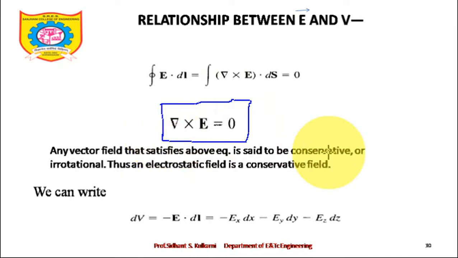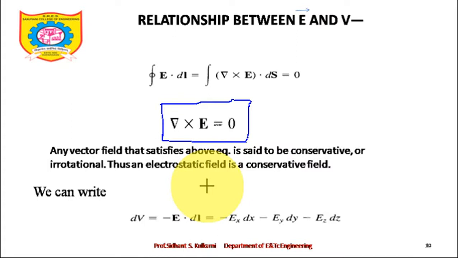This is the second Maxwell's equation that we will see in the point form and integral form, but right now del cross E bar is equal to 0. Any vector field that satisfies the above equation is said to be conservative. What I mean to say is, if curl is 0, you usually call that vector field either conservative or irrotational. So the electrostatic field is a conservative field.